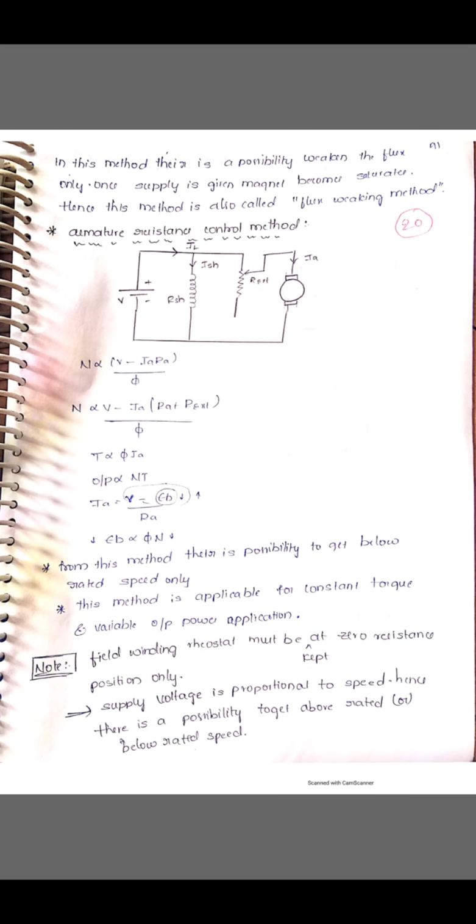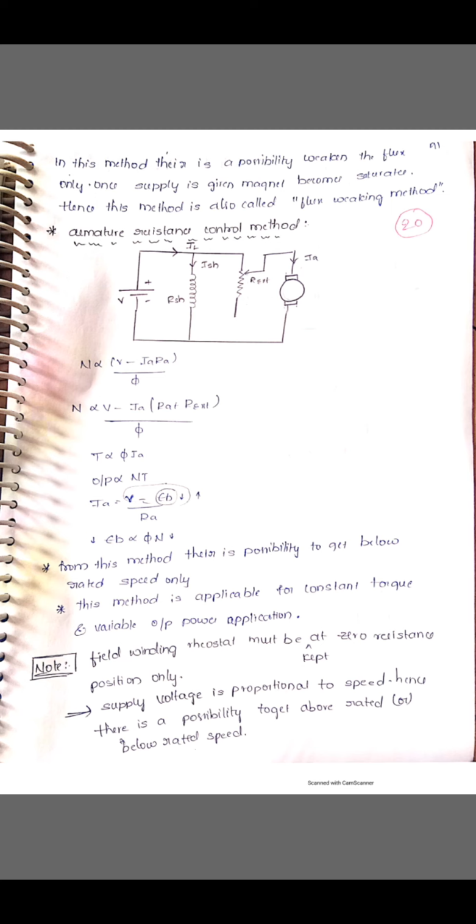Here what type of speeds are you getting? Above rated speeds. And what type of torques? Decreased torques. So when speed increases, output power increases. If speed is increasing, torque is decreasing. If torque decreases, output power decreases. So finally output power is constant. That's why we can say this type of method is used for constant output power applications.